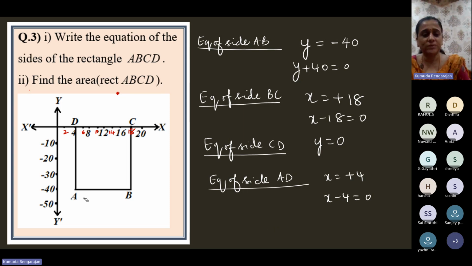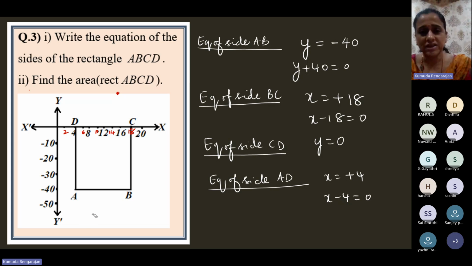With respect to the y-axis, we have the right side and the left side. The line can be to the right of the y-axis or to the left of the y-axis. Right side positive, left side negative.